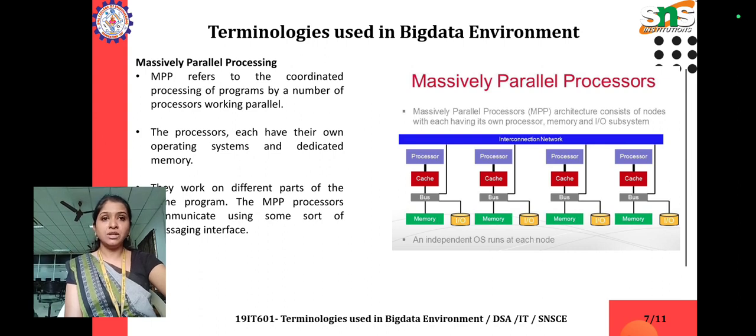Next is massively parallel processing. MPP refers to the coordinated processing of programs by a number of processors working in parallel. The processors each have their own operating systems and dedicated memory. They work on different parts of the program. The massively parallel processors communicate using some sort of messaging interface.